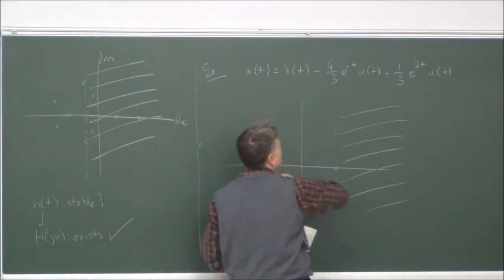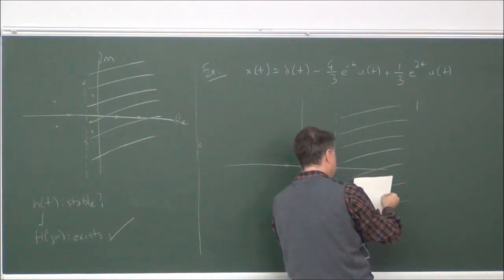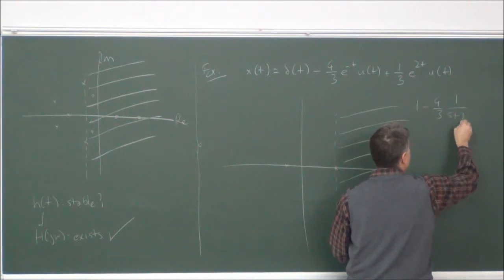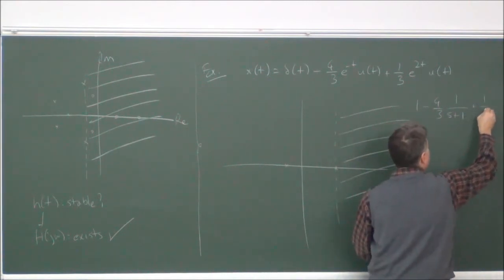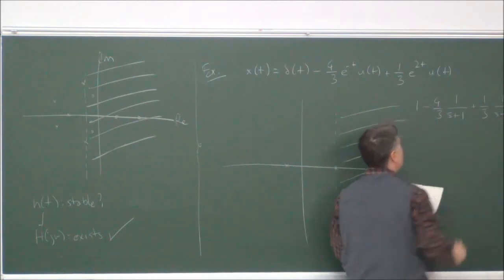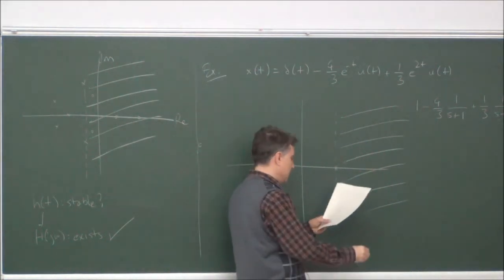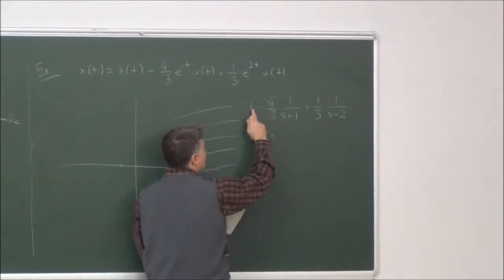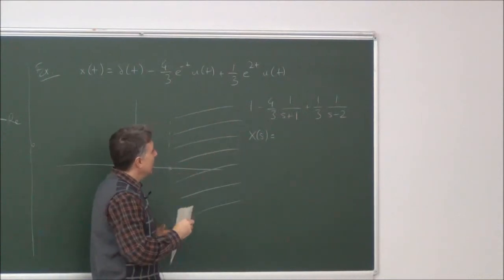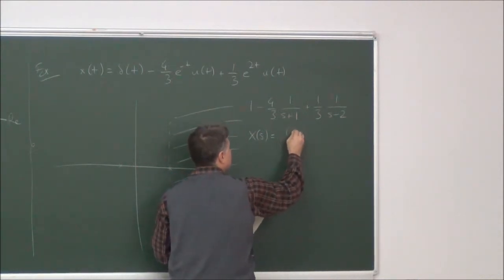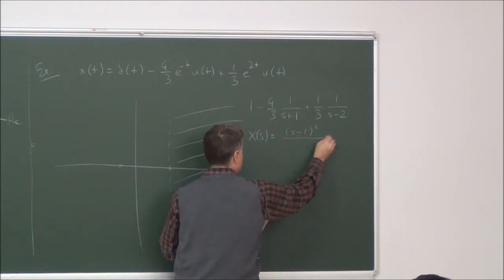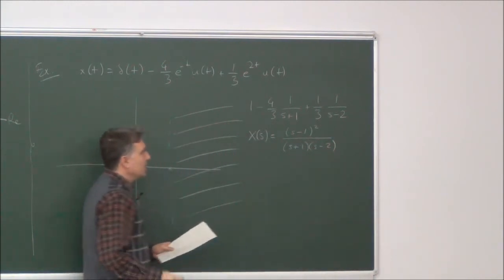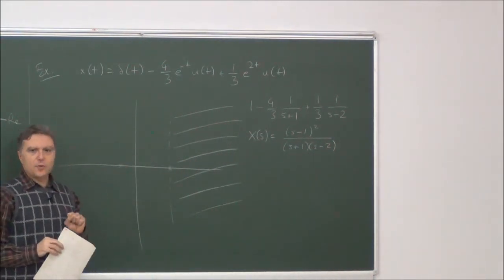So the Laplace transform of this is 1. The Laplace transform of the others are -4/3 times 1/(s+1), plus 1/3 times 1/(s-2). This is the Laplace transform expression. So X(s) is equal to, there is a 1 term here as well, and it will complicate things a little bit. It will be like this: (s-1)^2 divided by (s+1)(s-2). So this is the Laplace transform that we have.